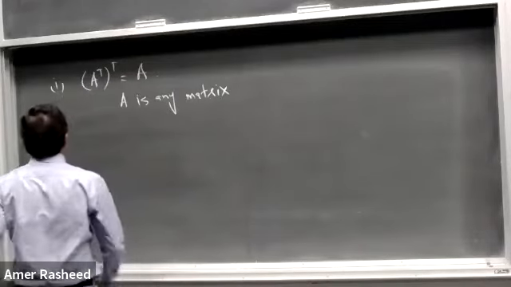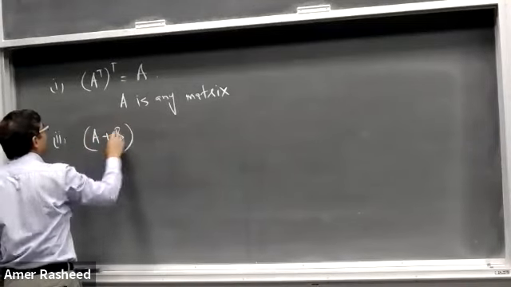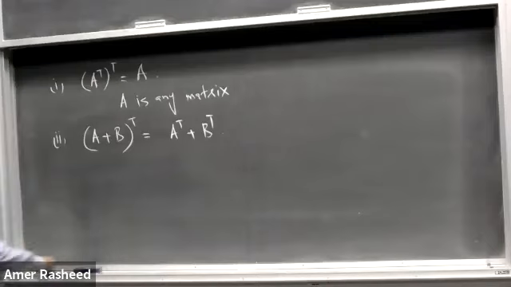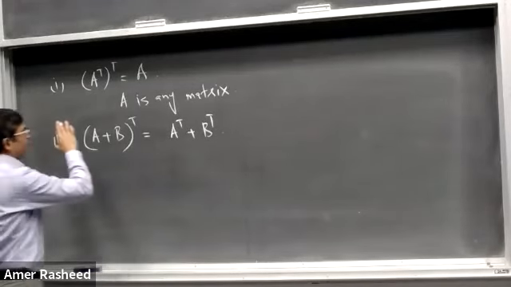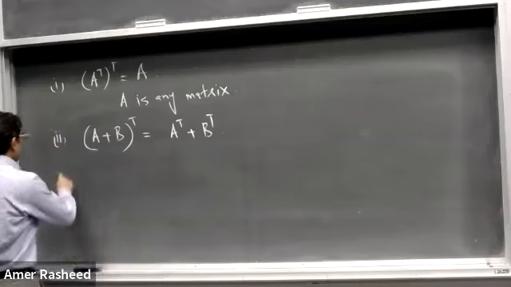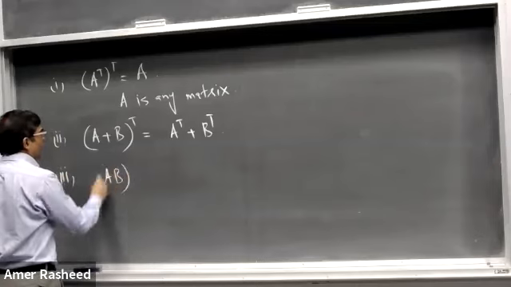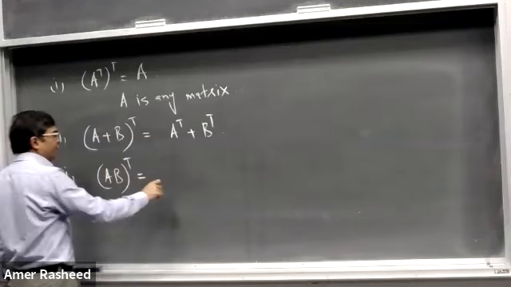So there are some other properties related to the determinant and transpose. In transpose, (A plus B) whole transpose is equal to A transpose plus B transpose. So this property is true in the case of transpose. Another property related to the transpose is (A into B) whole transpose is equal to, again, the order of the matrices will be changed: B transpose, A transpose.